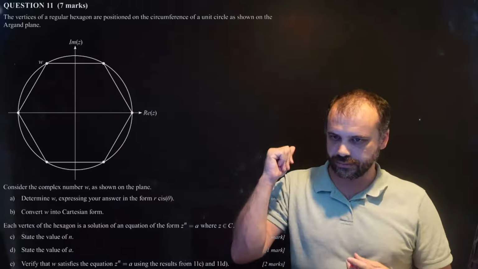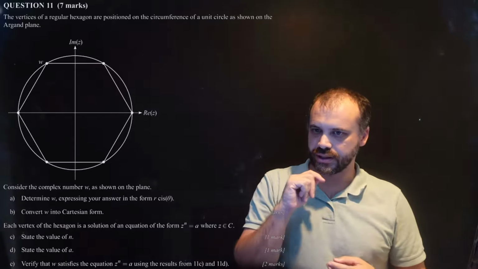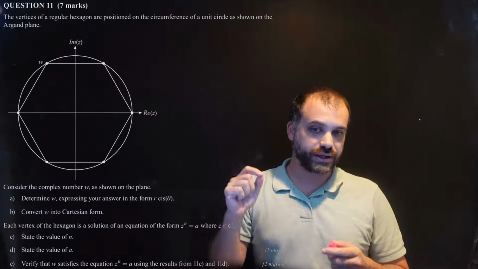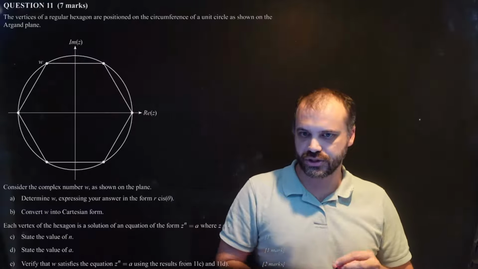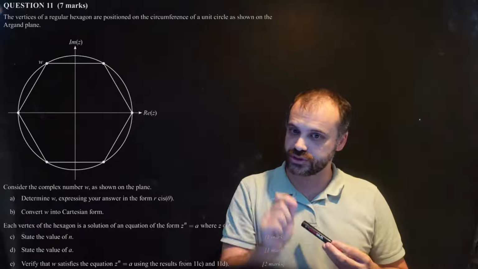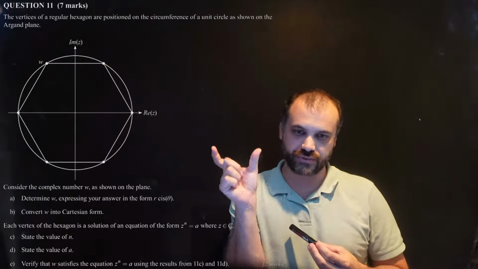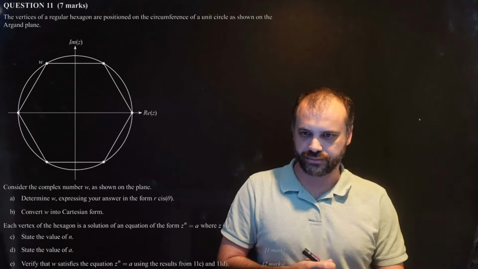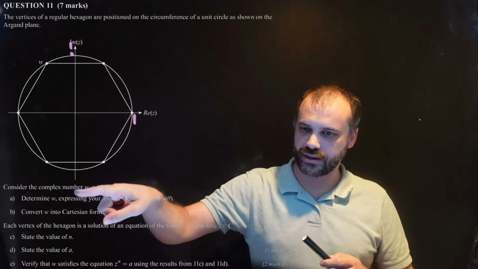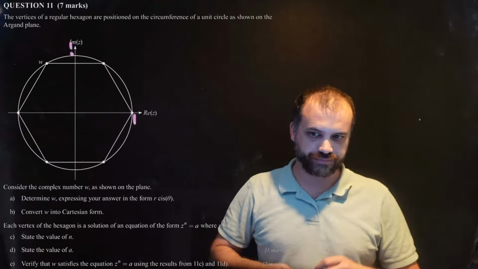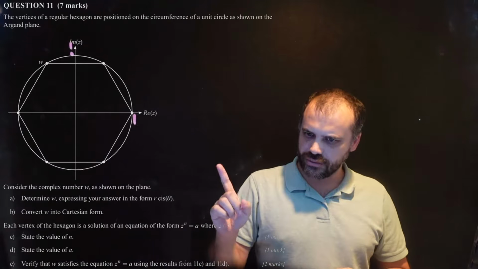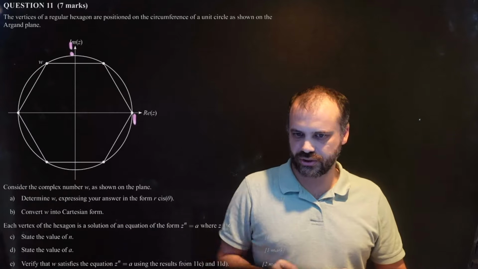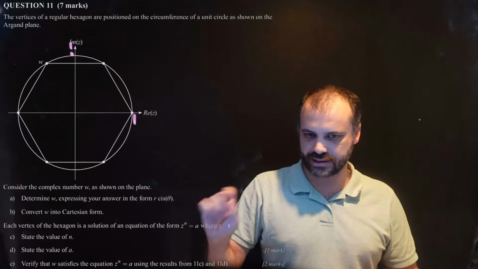All right, so we've got some complex number style stuff going on here. The vertices of a regular hexagon are positioned on the circumference of a unit circle, which means it's a radius of 1, as shown on the Argand diagram. Just drawn in my little 1 and my 1 here. There's like a -1 there and a -1 there. Okay, determine W, expressing your answer in the form r cis theta.